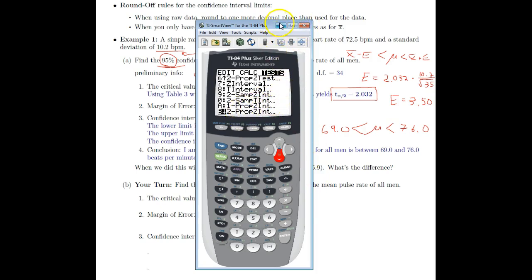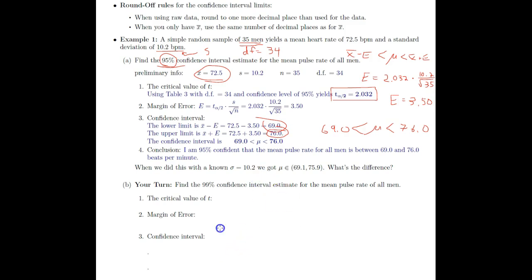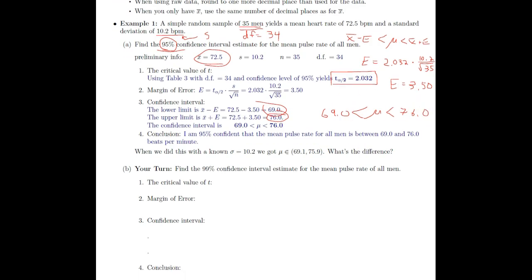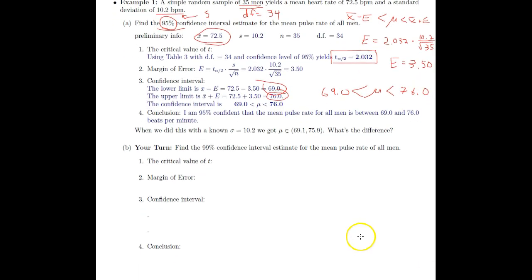Okay, let's take a look at the Your Turn here for part B, and I'll encourage you guys to pause the video here and try this on your own. Then when you replay the video, I'll go through my solution and we'll see if yours matches up. Okay, let's give it a shot.